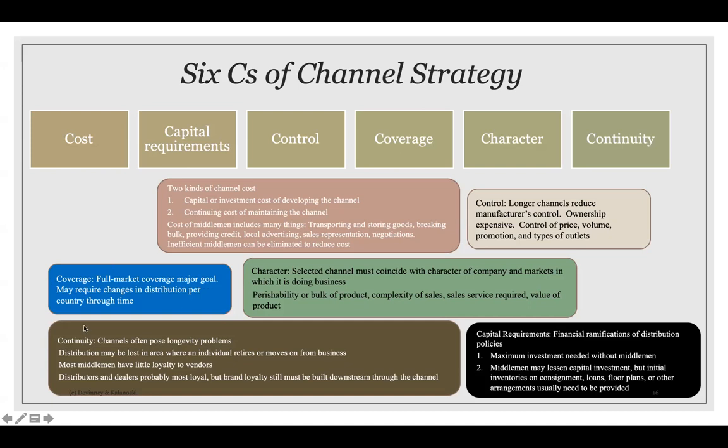Coverage: whether I want full market coverage or specific coverage, do I want exclusive dealerships? What is it I want? Continuity, and that is, how is this thing going to work over time? How are things going to change and adapt once the customer starts changing and adapting over time? All of these things come together in developing a channel strategy.